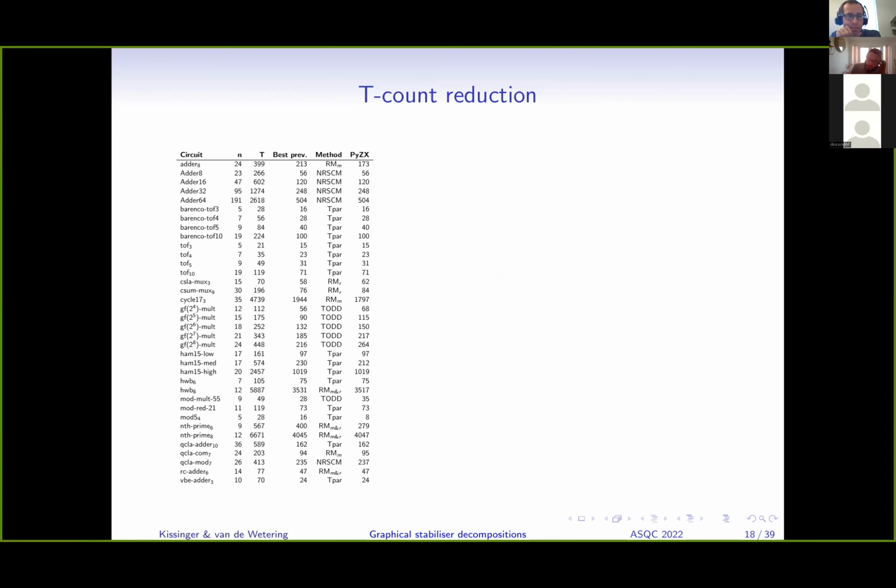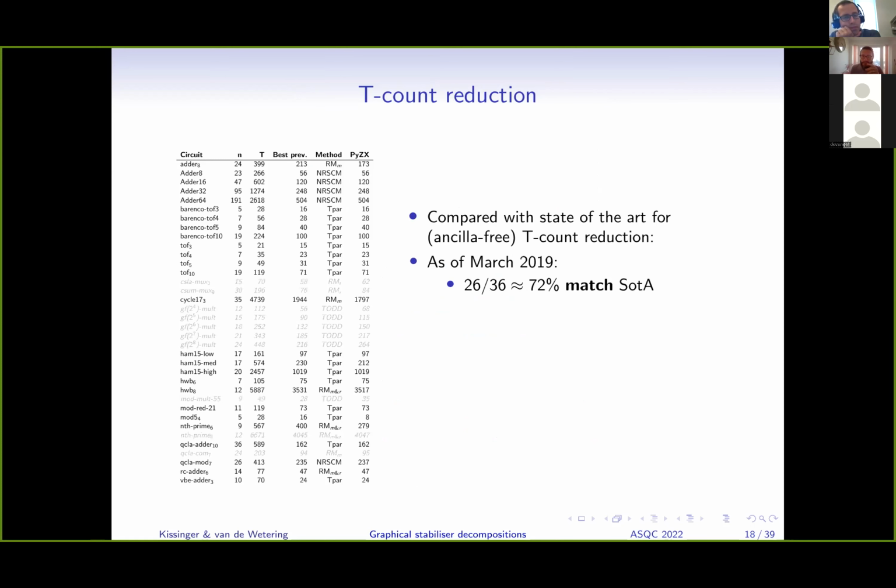Okay, so we tried this and it worked pretty well, compared to the state of the art in ancilla-free T-count reduction. So here we were doing it without ancillas. You can actually do a lot better if you introduce some ancilla qubits into this. But for this ancilla-free case, about 72% of some benchmarks we tried were matching the state of the art a few years ago. And some of them were doing a bit better than what people have done so far.